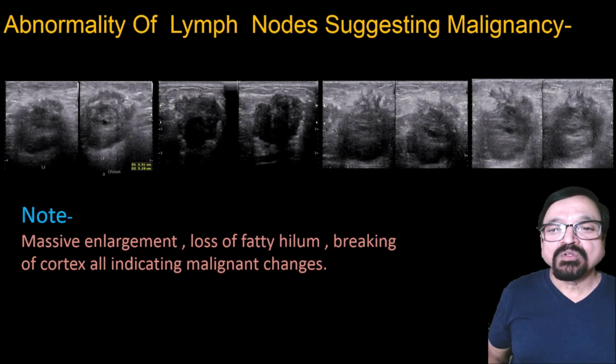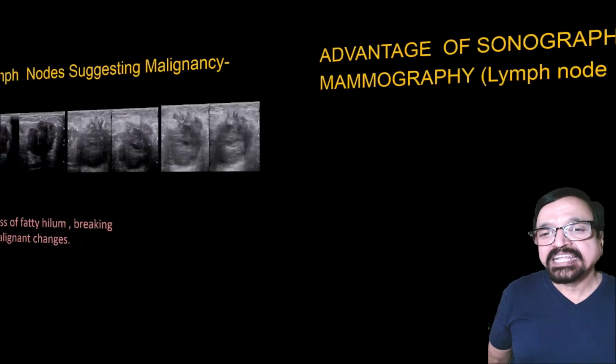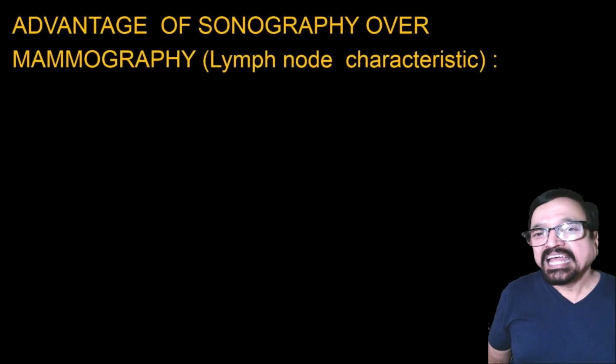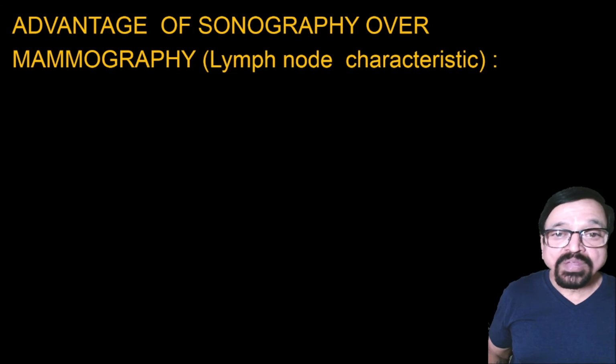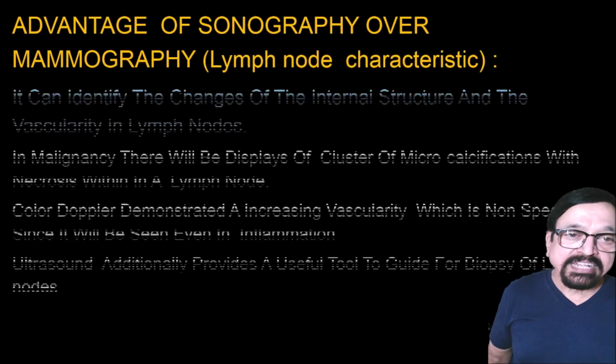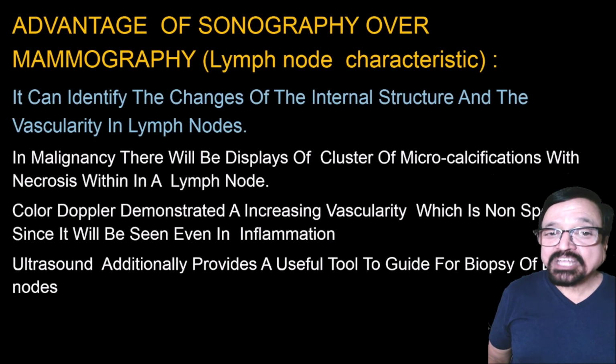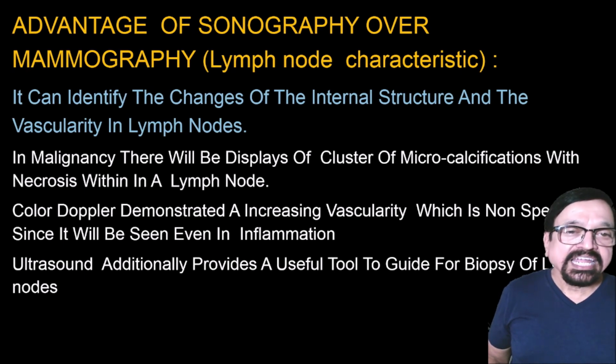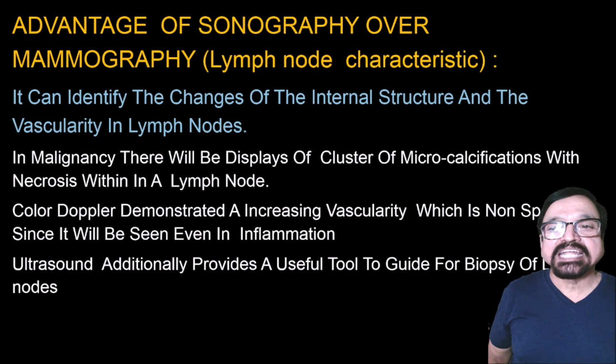Now look at the lymph node that suggests malignancy: massive enlargement, loss of hilum, breaking of cortex, they all indicate malignancy. Then the advantage of sonography over mammography as far as lymph node is concerned. For lymph node, whether benign or malignant, ultrasound Doppler scores over mammography, because it can identify the changes of the internal structures and the vascularity in the lymph node.